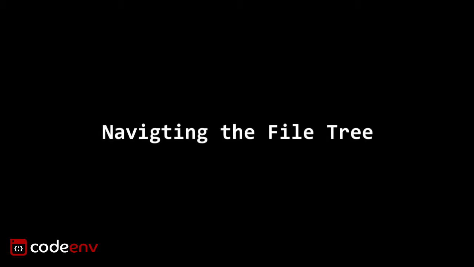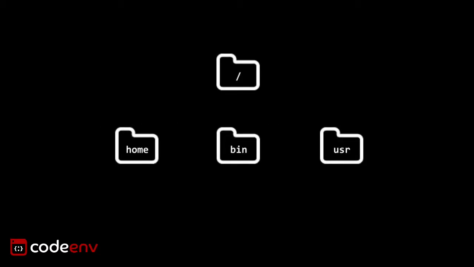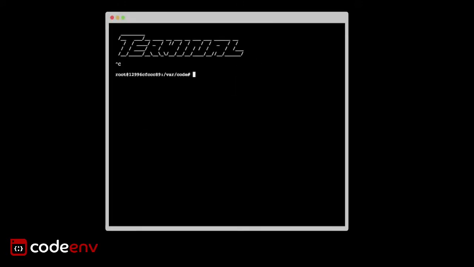Let's start by learning how to navigate the file tree. The file tree is the hierarchy of folders and files on your system. At the start of every journey, it's good to know where we are. To find out our current location, we can use the pwd command. pwd will display the full path to the directory we're in.